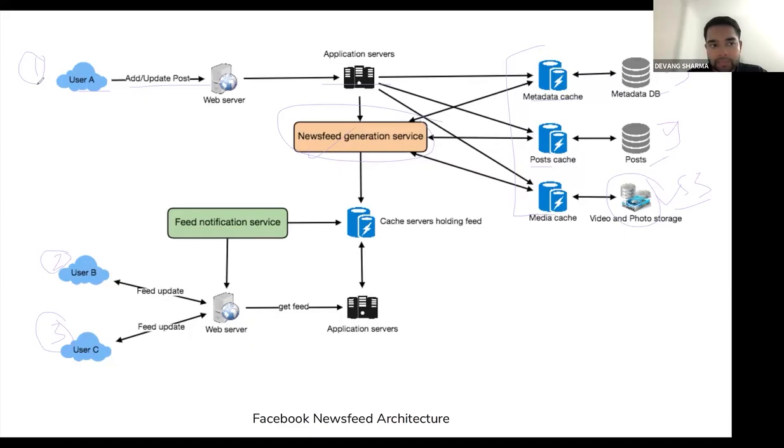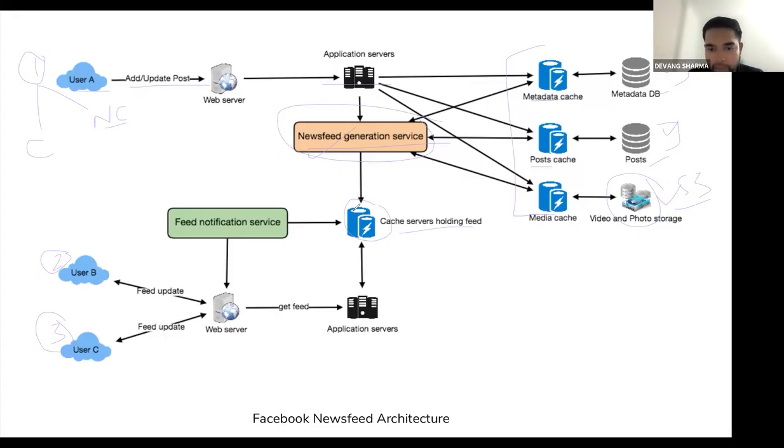Two categories will happen: if I'm a celebrity user or if I'm a non-celebrity user. Let's start with the non-celebrity user. If I'm a non-celebrity user, it will immediately be pushed to my followers. So there will be a cache on top of it. This is my feed notification service. There's a cache server holding the feed. As I said, a separate layer of DB is not required for newsfeed generation. You can store that in a cache.